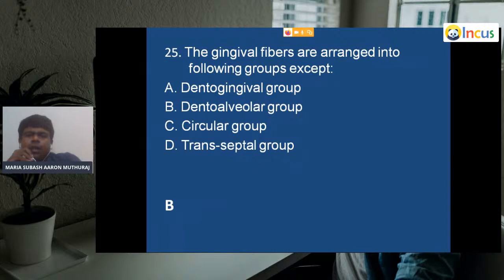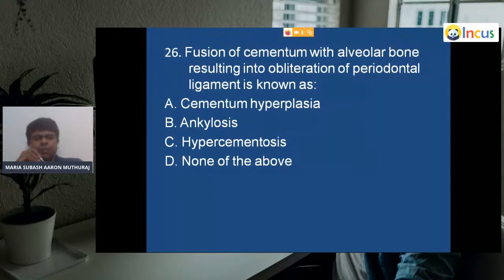The answer should be B. The fusion of cementum with the alveolar bone resulting in the obliteration of the periodontal ligament is known as ankylosis. As I already told, cementum hyperplasia is just an increase in the thickness of the cementum at a particular area.